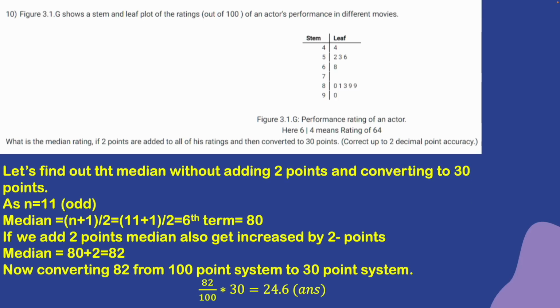So let's find out the median without adding 2 points and converting to 30 points. As n is 11, median equals n plus 1 by 2 equals 11 plus 1 by 2, which is the 6th term, that is 80. Because as you can see, first term, second term, third term, fourth term, fifth term, sixth term, so 80. And if we add 2 points, median also gets increased by 2 points, so median equals 80 plus 2, which is 82. Now converting 82 from the 100-point system to the 30-point system is 82 by 100 into 30, which gives us 24.6, which is the answer.